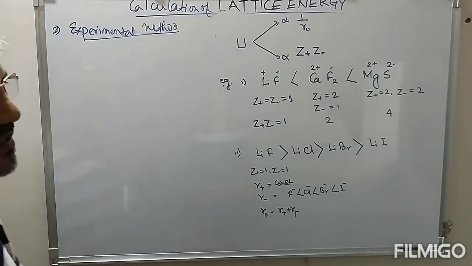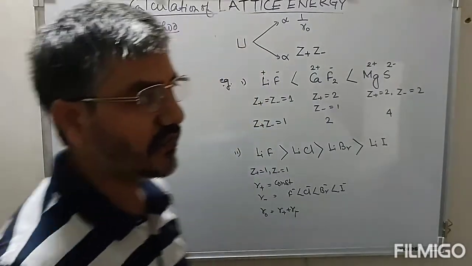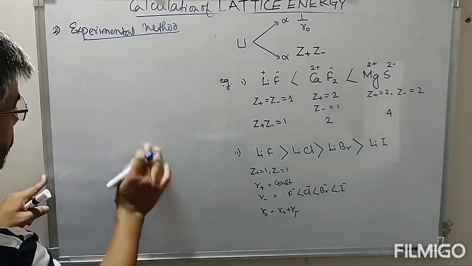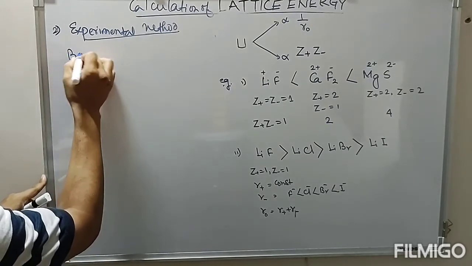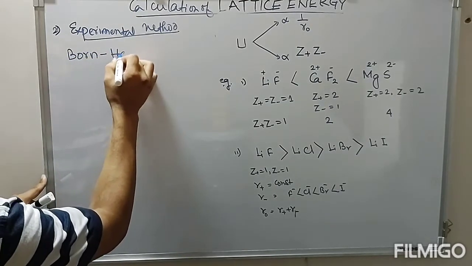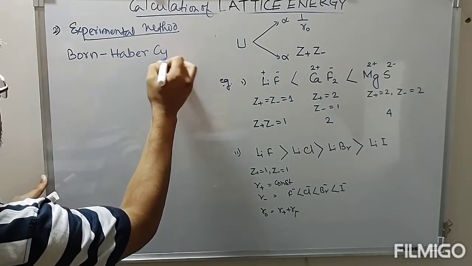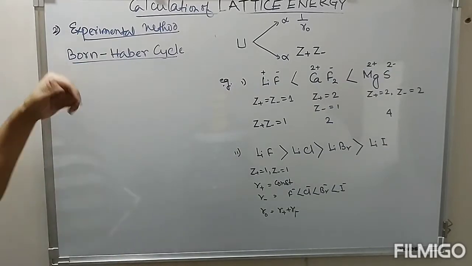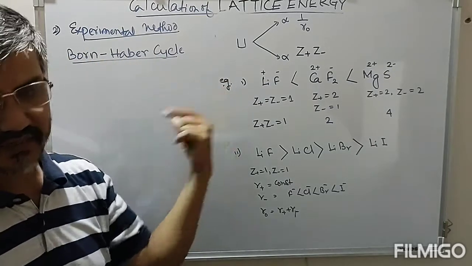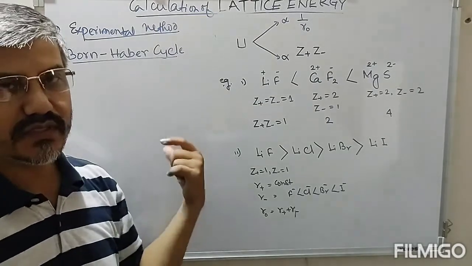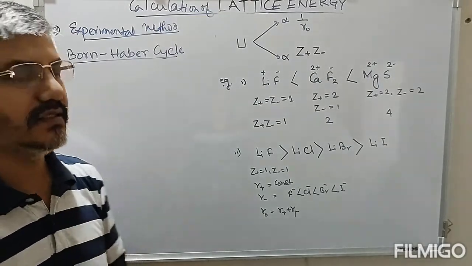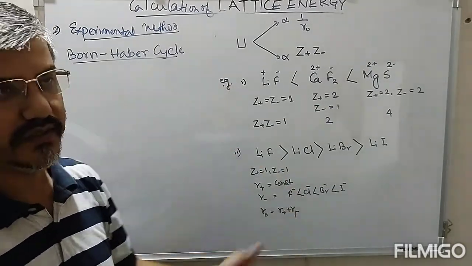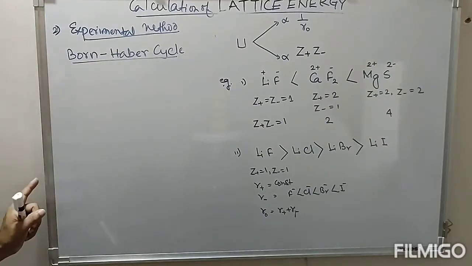Experimental method. Now this experimental method for determination of lattice energy is by use of a cycle known as the Born-Haber cycle. So we are going to develop a cycle, and this cycle is known as Born-Haber cycle. These are the two scientists who gave this cycle for the experimental determination of the lattice energy, because all the terms that we are going to use can be experimentally defined quantities. So we have this Born-Haber cycle.